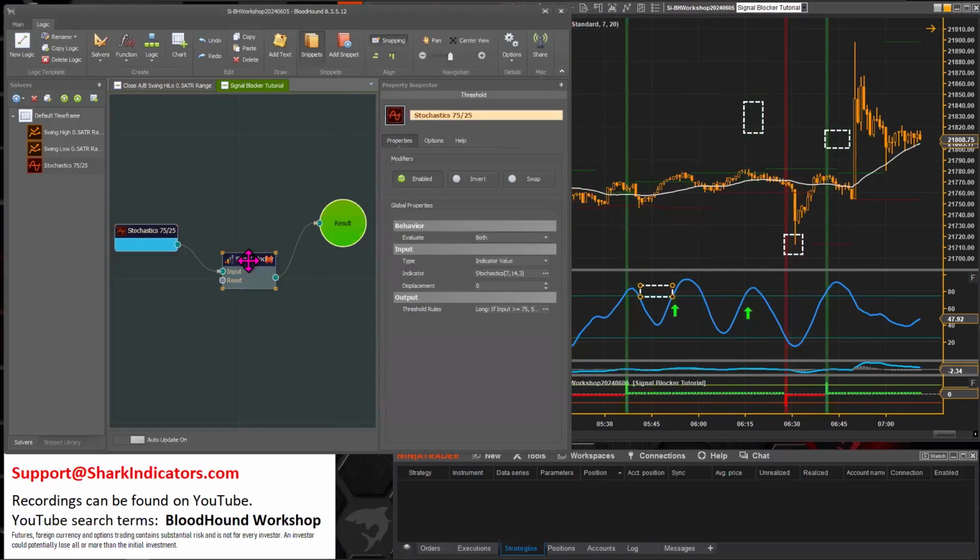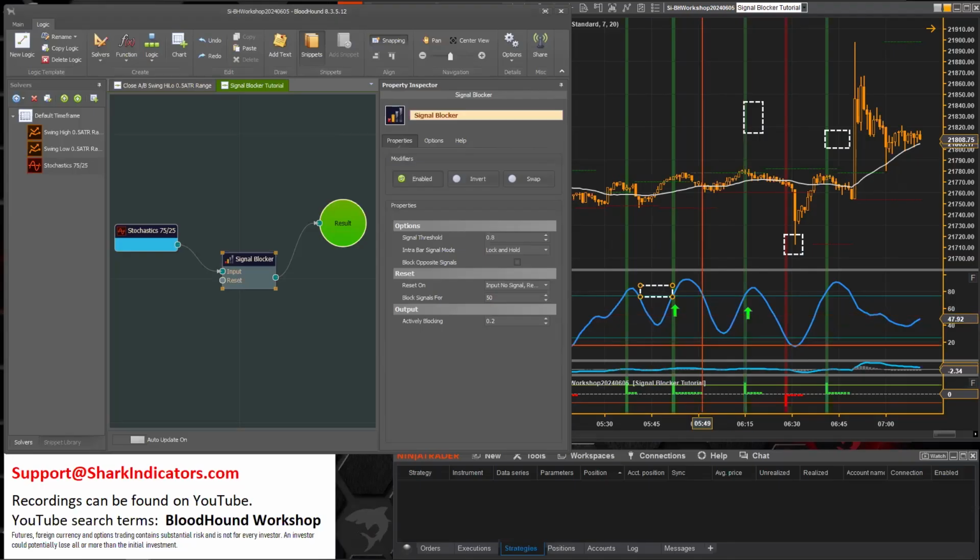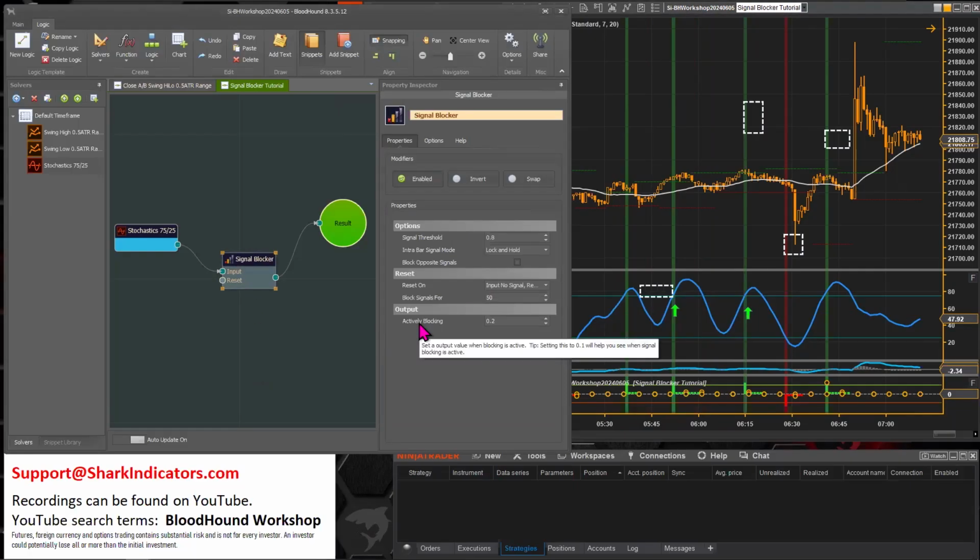So let's connect this back up and go into our resets there. And let's enable the input no signal here. And there we go. There's our long signals back. And again, this further illustrates why I like to use the actively blocking here, especially when you're building a system. Maybe once you've got your system all fully fleshed out and built, you will no longer need this actively blocking. But as you're building your system, it is definitely very handy to use.